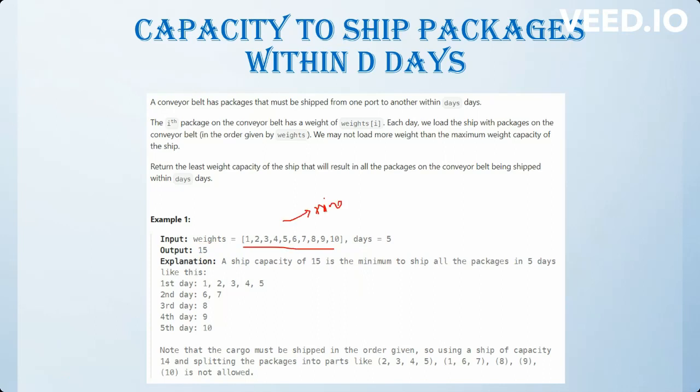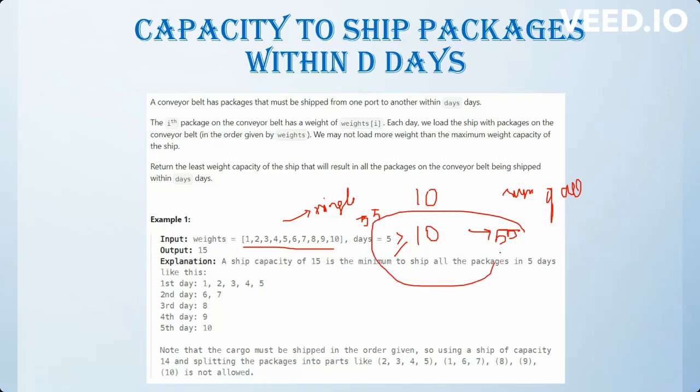So then what will be the weight? The weight will be 55. So what are the possible weights? It can be the maximum or the sum of all. Here in this case it should be greater than or equal to 10, and it can go up to 55. This can be the possible weight. We have found this, and using this now we can find the answer.